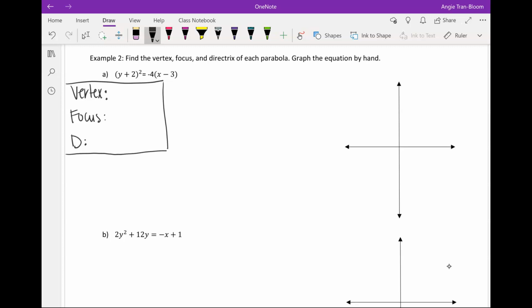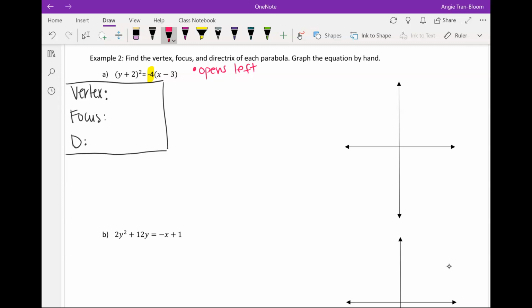So 2a, quantity y plus 2 squared equals -4 times x minus 3. Because your y variable is being squared, we know that it will either open to the right or the left, and this is negative, so we know for sure that it opens to the left. Okay. We have a few things we can find right away.